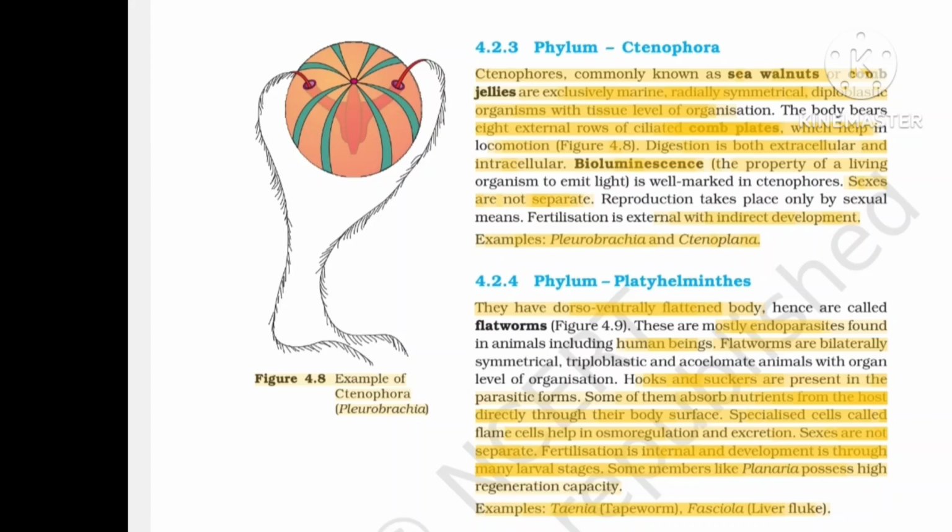The next phylum is Platyhelminthes, which means they have a flattened body. They are also called flatworms. They are mostly endoparasites. They cause disease in human beings. They have hooks and suckers which help them to absorb nutrients from the host body. They have specialized cells called flame cells or protonephridia which help in osmoregulation and excretion. Sexes are not separate. Fertilization is internal, and some platyhelminthes, for example Planaria, possess high regeneration capacity. Examples are Taenia and Fasciola.